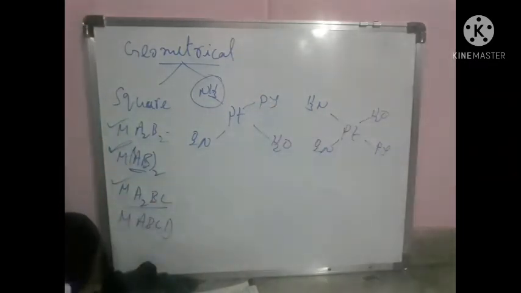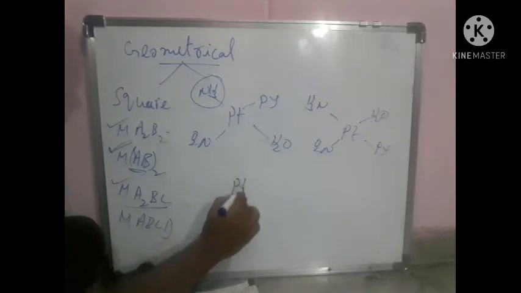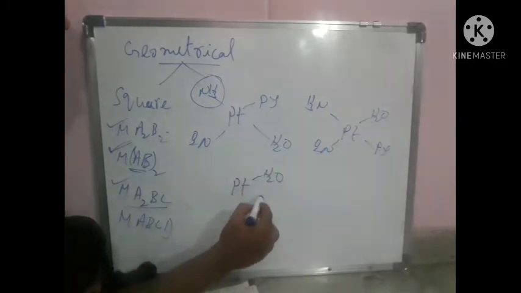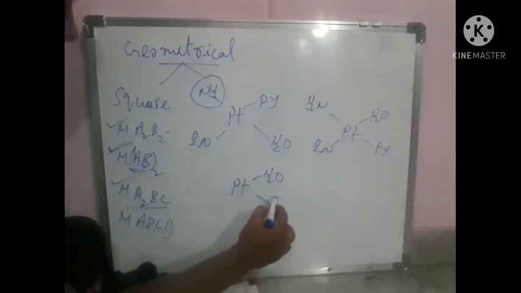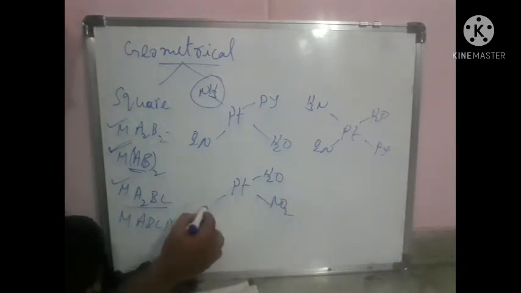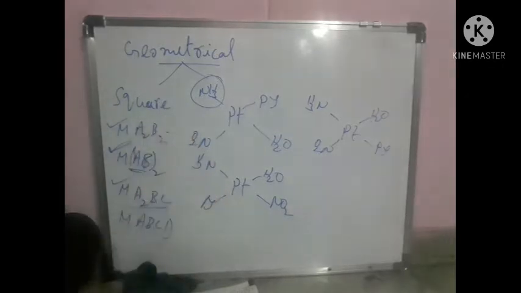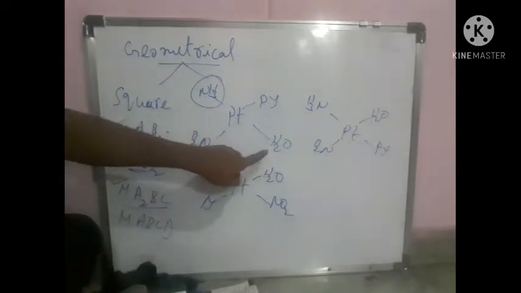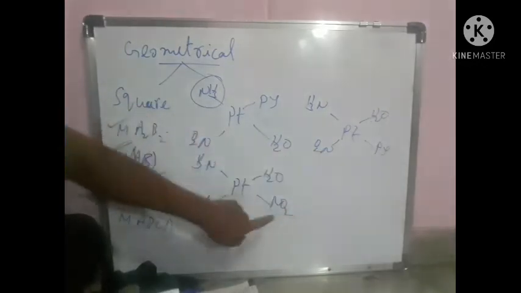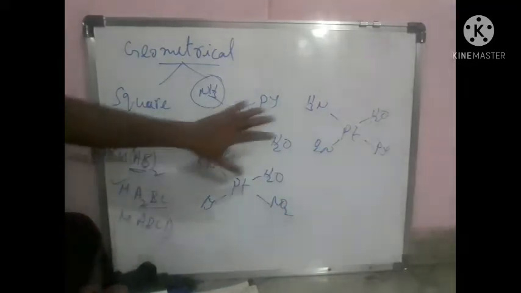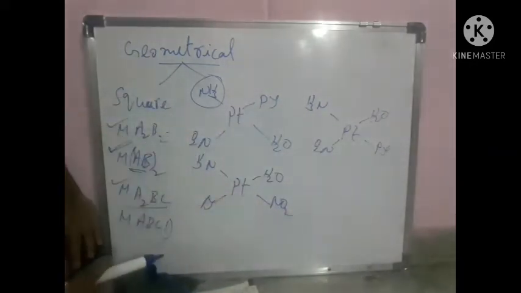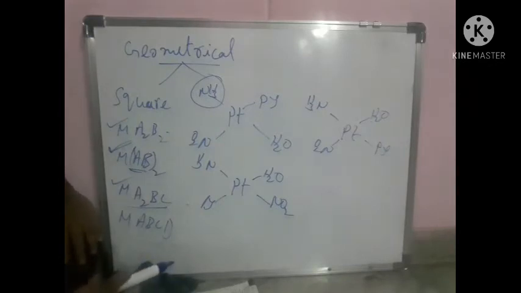And one more example is platinum with H2O and NO2 and pyridine and NH3. See here, the H2O, pyridine and NO2 positions are changed. Like that, 3 types of geometrical isomers are exhibited by MABCD. Okay, so this is about square planar complex.